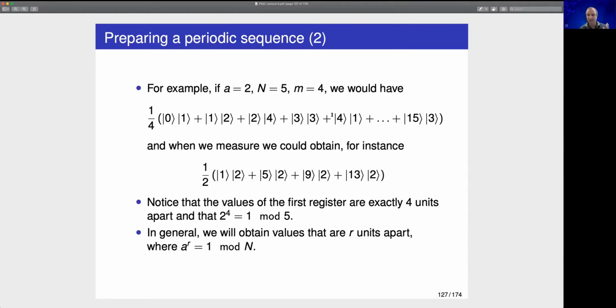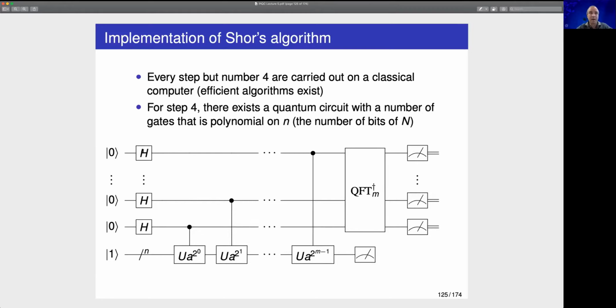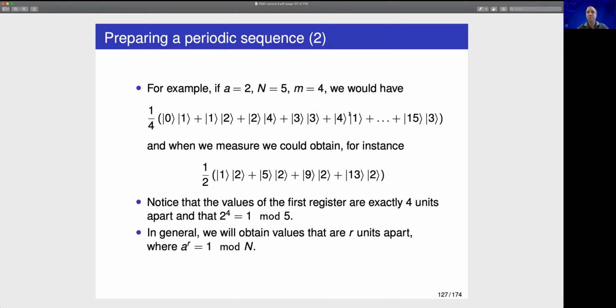Why? Let's see what happens with an example. I'm going to choose a equal to 2, n equal to 5, and m, which is the number of qubits that I use for this evaluation, equal to 4. Of course, I know that 5 is a prime number, so this is a case in which I wouldn't be using Shor's algorithm, but to see a concrete example of how the algorithm works, it's helpful. Of course, this is not going to factor 5 because 5 is already a prime number.